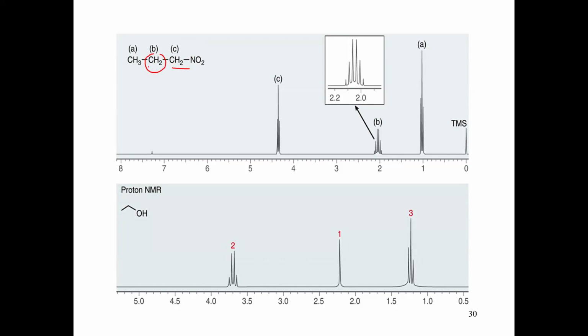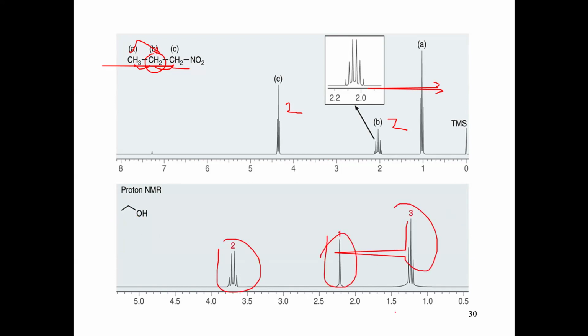B. Why? Because it has 3 plus 2, 5 neighbors. 5 plus 1, sextet. That's why you see a sextet for B. And A is a triplet. Why? Because it has the CH2 neighbor, 2 plus 1, 3, triplet. Here the integration values are missing, but you can definitely get them. This is a 3, this is a 2, and this is a 2. Proton NMR for this one, same thing. A quartet followed by a triplet. That's an ethyl group, right? And the OH will be right here. Great.